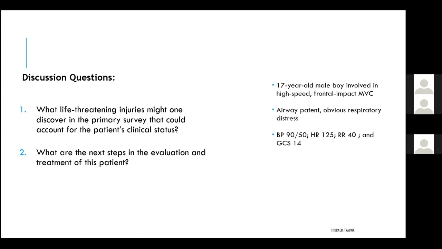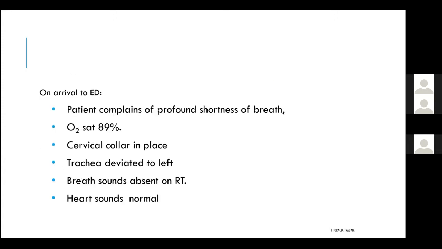So what life-threatening condition are you thinking of? What is the next step in evaluation? I mentioned A, B, C, D, E, and the answer is in A, B, C, D. The patient complained of profound shortness of breath. Oxygen saturation is 89%. He had a cervical collar. As I mentioned, the important thing: the trachea is deviated to the left and breath sounds are absent on the right. So it is the opposite side. Heart sounds are normal.